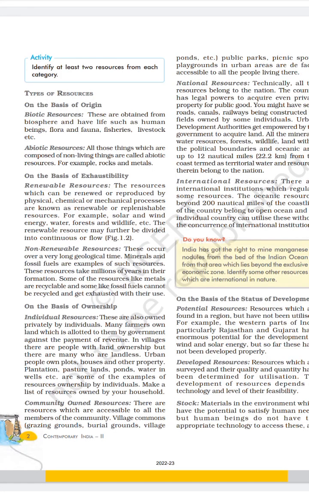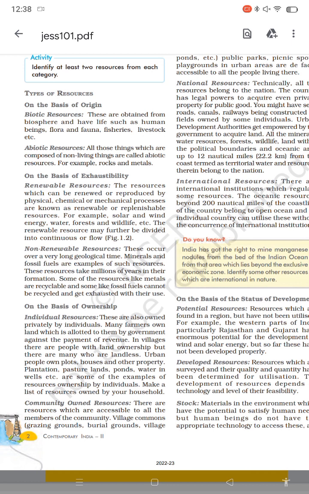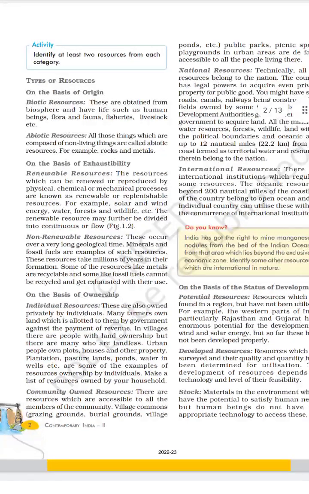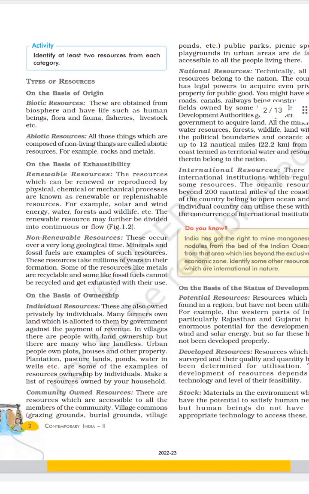Types of resources. On the basis of origin, first is biotic resources. These are obtained from biosphere and have life, such as human beings, flora and fauna, fisheries, livestock, etc. Second is abiotic resources. All those things which are composed of non-living things are called abiotic resources, for example, rocks and metals.